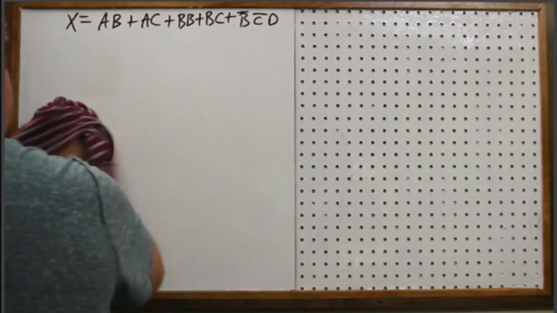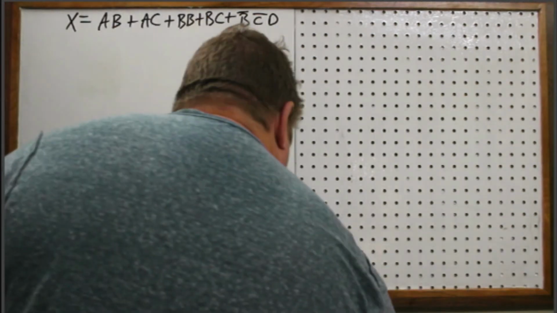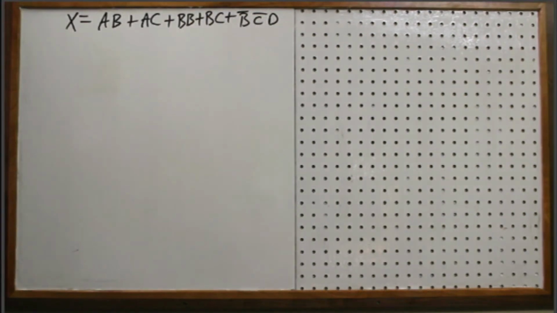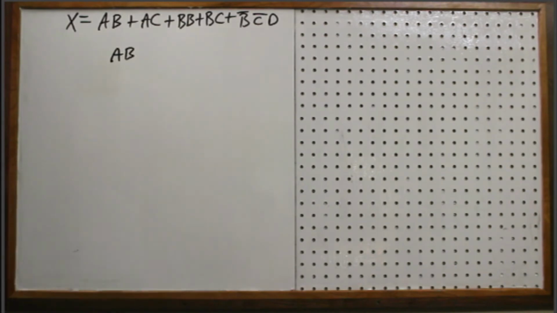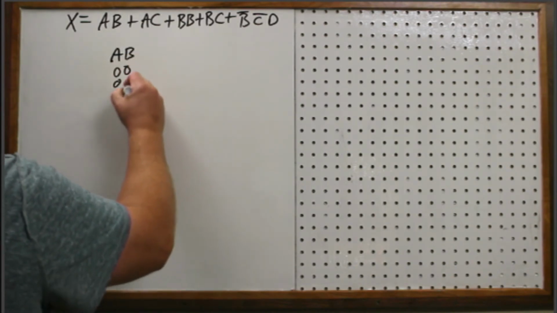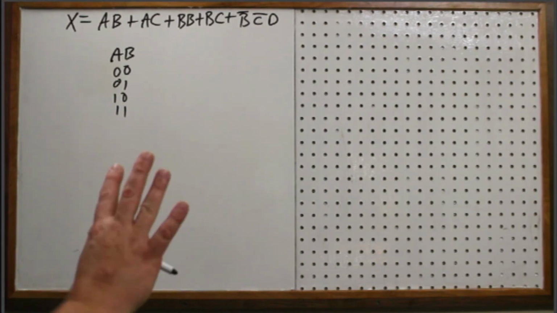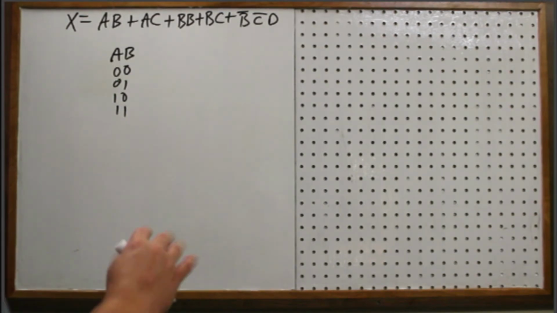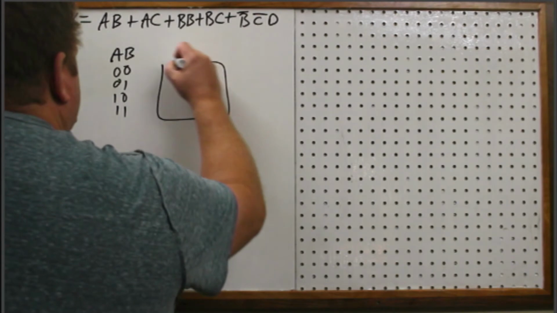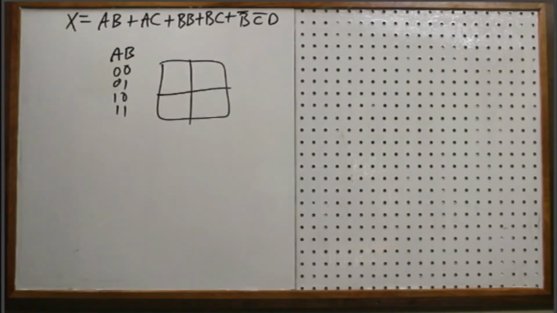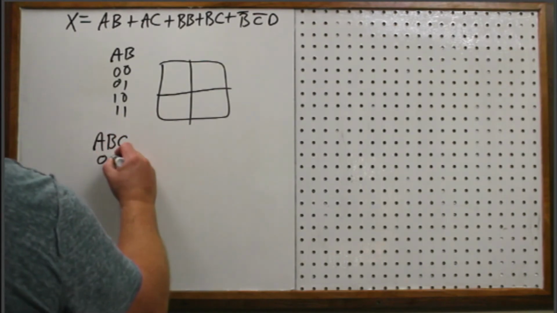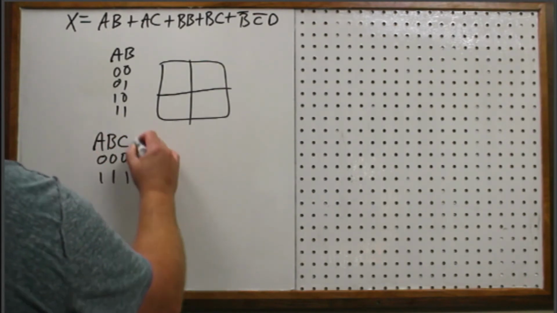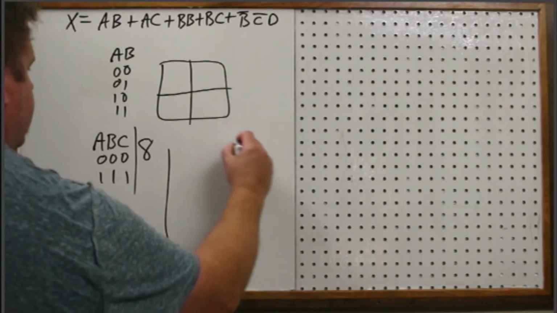So when you draw a K-map, the size of the table is dependent on how many inputs that you have. So if you have two inputs, let's say you had A and B, what are all the possible combinations? There are 0, 0, 0, 1, 1, 0, 1, 1. There are 4 possible combinations, so you need to have a grid of 4. If you have 3 of them, A, B, C, you're going from 0, 0, 0 to 1, 1, 1. That's 8, right?